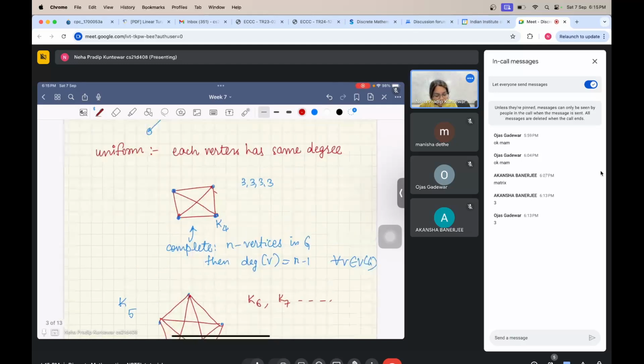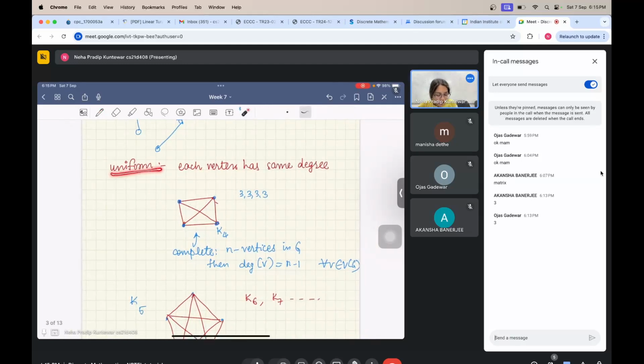So the only difference between uniform and complete is that in complete the degree is fixed, whereas in uniform the degree can be anything between 0 and n minus 1, but it has to be the same. For example, this graph I'll draw here. Is it uniform? Yes, this is uniform, but it is not complete. Uniform but not complete. Whereas this graph is uniform and complete.